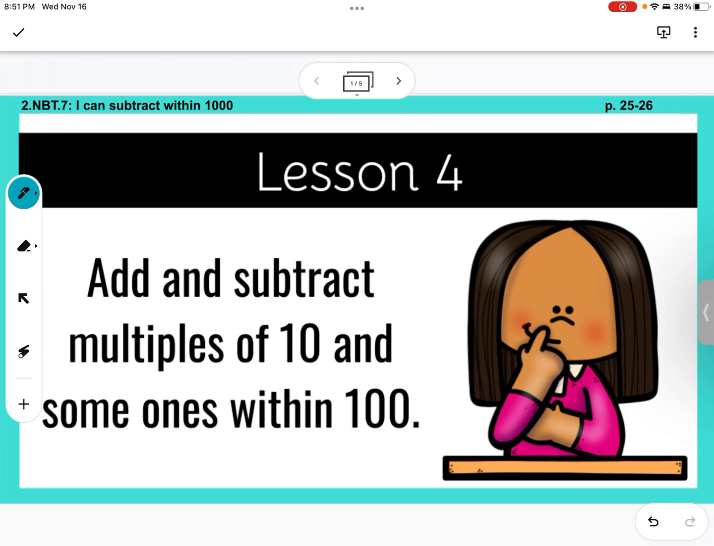So let's dive in. Our focus here is we're not going to be adding, but we want to focus on subtracting multiples of 10 and some ones within 100. That is going to be our focus as we continue through this subtraction unit.